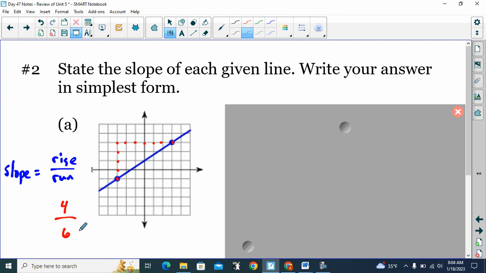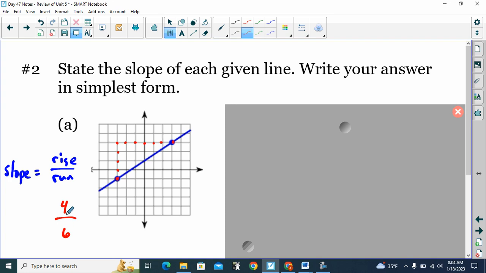If we go up and to the right, our slope is positive. If we go down and to the right, our slope is negative. Again, I would recommend starting with the leftmost point. We do need to write our answer in simplest form. If we can divide this and it comes out even, you want to divide it. If not, 4 divided by 6 does not come out even. In that case, we want to try to reduce it.